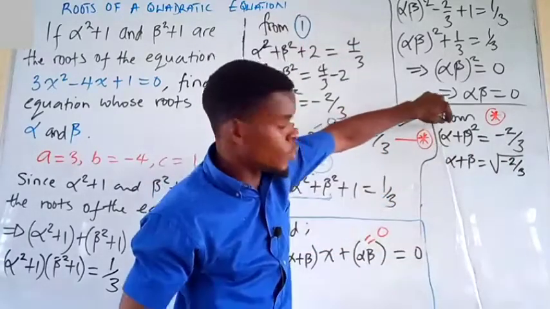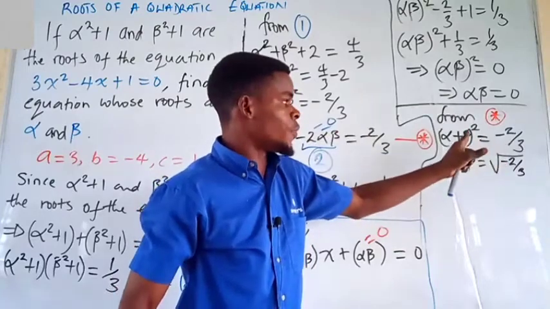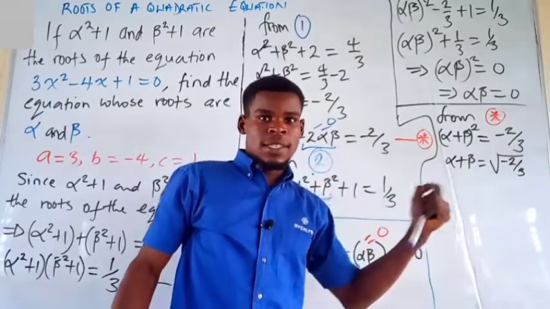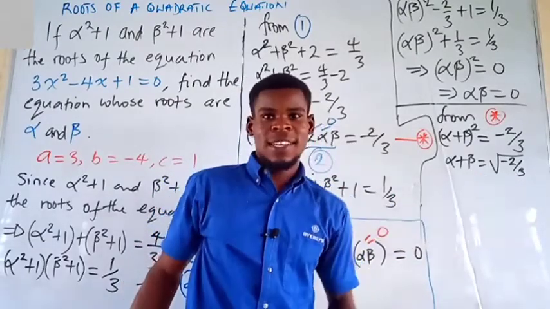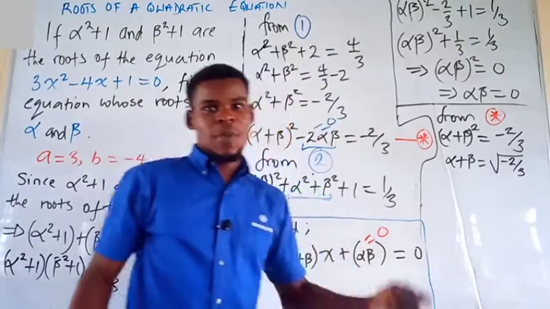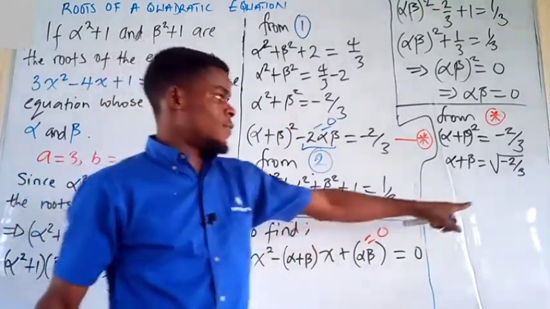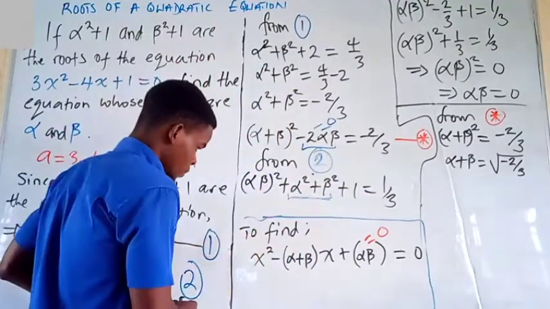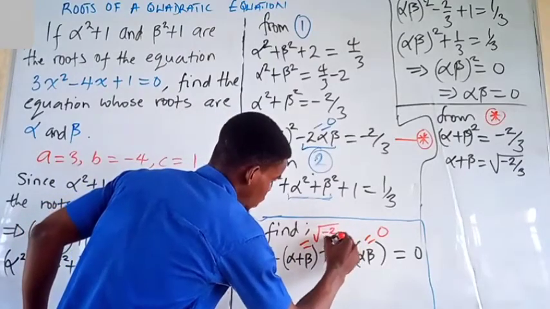So to get alpha plus beta, we just need to take the square root of both sides, so the square root of negative 2 over 3. Here is the awkward stuff: you're having a square root of a negative number. The result is not going to be a real number anyway, but we are not concerned with that. So we just have to take the square root of negative 2 over 3.